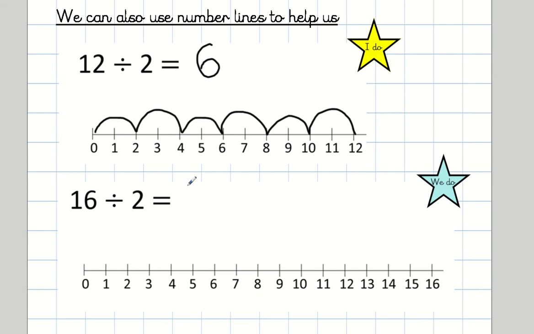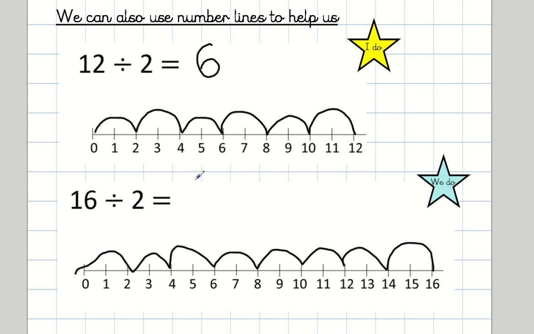If you want to, you could pause it and have a go at the next one. We've got 16 divided by 2. So again, I'm going to start at 16 and jump in 2s. 1, 2, 3, 4, 5, 6, 7, 8, which means 16 divided by 2 equals 8.